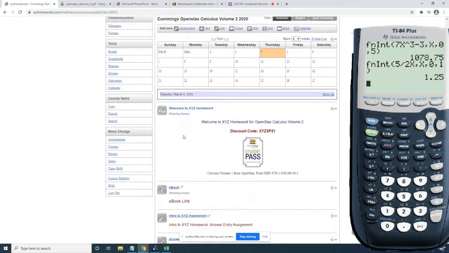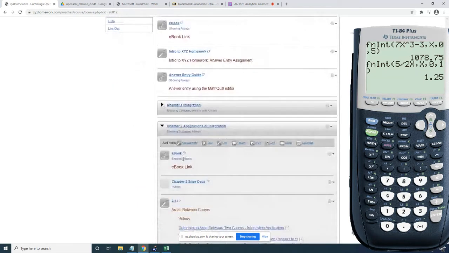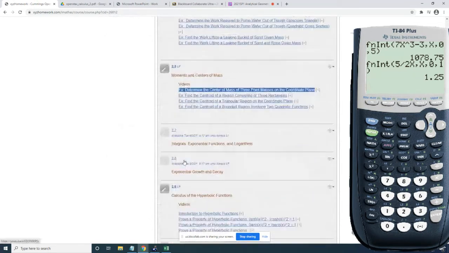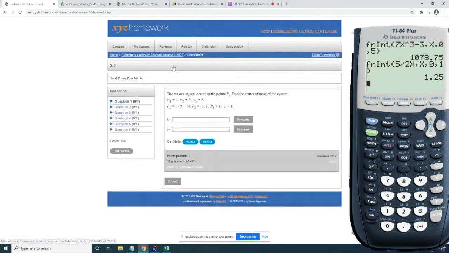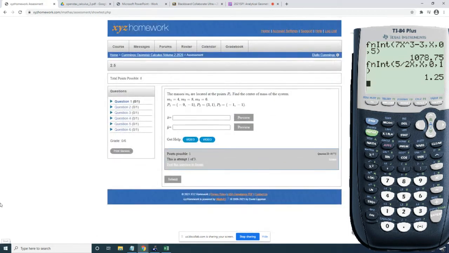In the very next section, and I'm sort of looking at this as an instructor view, so my view is a little bit different from your view, we talk about moments and centers of mass. And I must warn you that in this section, the problems are twofold. What I mean by twofold is there are two sets of formulas that are actually going on for these particular problems.